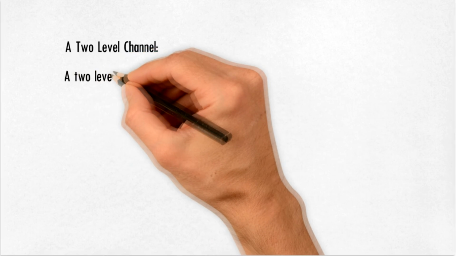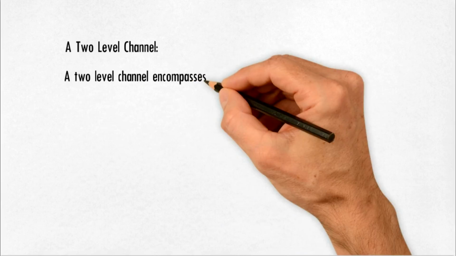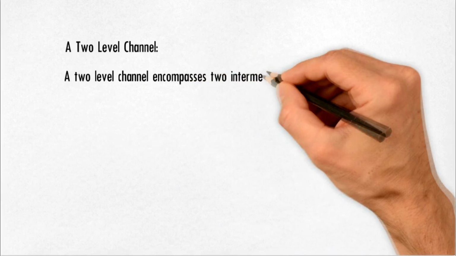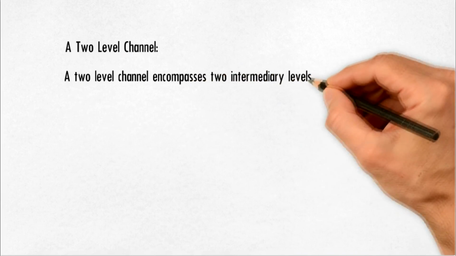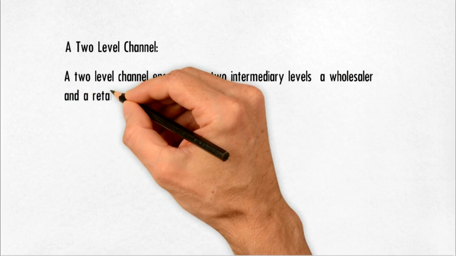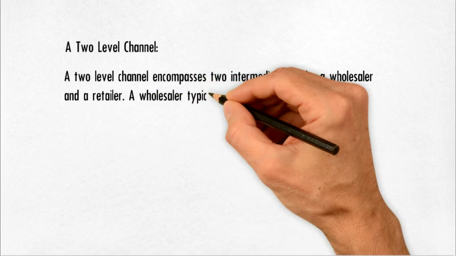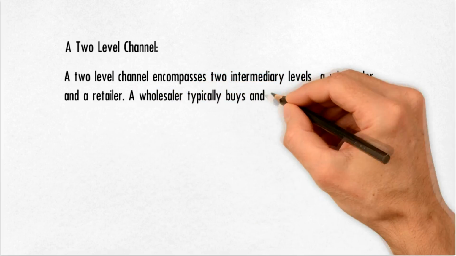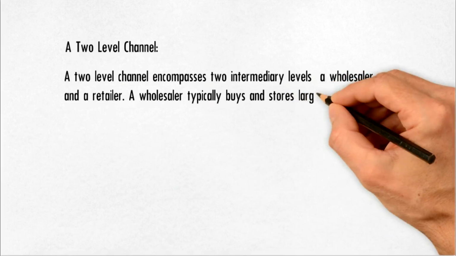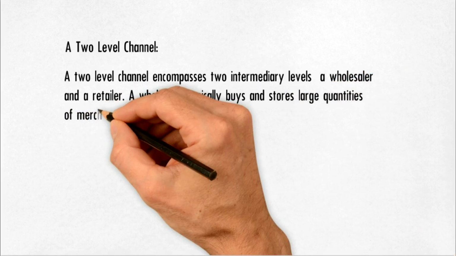A two-level channel. A two-level channel consists of two intermediary levels, a wholesaler and a retailer. A wholesaler typically buys and stores large quantities of merchandise from various manufacturers and then breaks the bulk into deliveries to supply retailers with small quantities. For small retailers with limited financial resources and order quantities, the use of wholesalers makes economic sense.